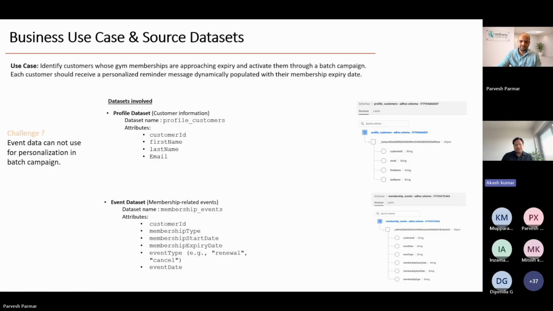Now here is the challenge. The expiry date lives in the event dataset. Customer identity lives in the profile dataset. They are separate. So to create an activation-ready audience, we need to join them, apply time logic, filter out cancellation, and generate reusable attributes. And this is exactly where Data Distiller becomes essential. In the next step, we will transform this raw dataset into the derived dataset, which will be activation ready.